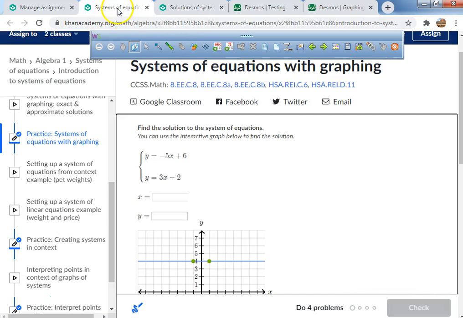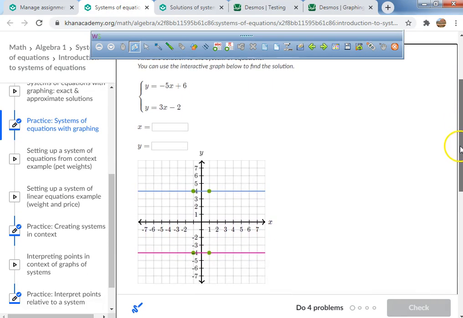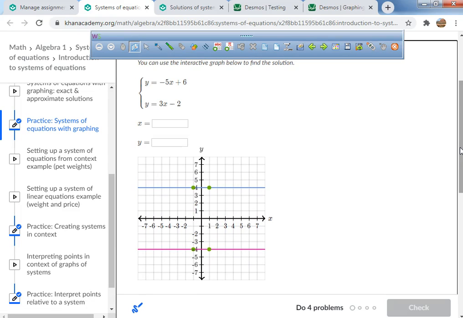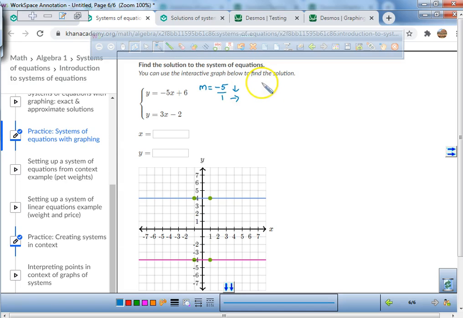All right, so the last thing we're going to talk about is how to graph systems of equations. Okay, so we have two equations that are very easy to graph. Okay, these are very straightforward. The slope in the very first equation is negative 5, which basically means negative 5 over 1, which means you go down 5 and you go over 1, and the y-intercept is at a 6. The second equation, the slope is 3, which basically means 3 over 1, which means I'm going to go up 3 and over 1 to the right. But my y-intercept's at a negative 2.